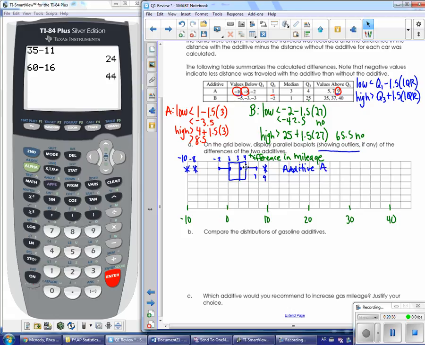Okay, so for additive B, I don't have any outliers, so this is actually going to be a little bit easier to plot. So -5 is my minimum, so that's right here. And then -2, which is going to be about right here. 1, and then 25 is my upper quartile, and 40 is my max.